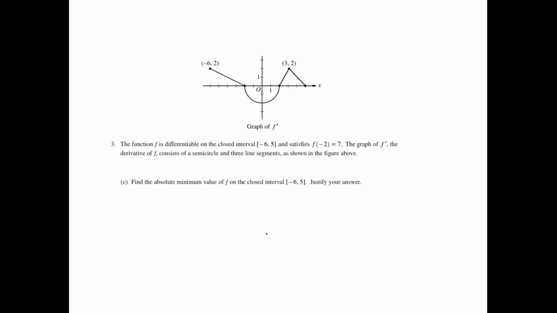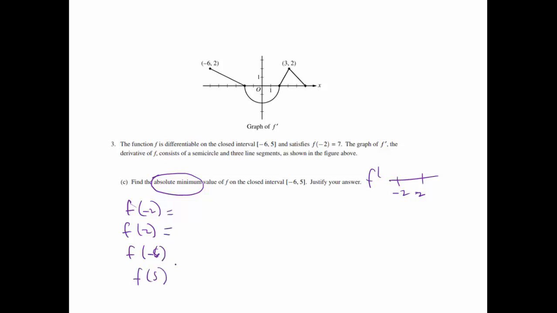All right, part C. Find the absolute minimum of f on the closed interval -6 to 5. If I want to find an absolute minimum, I want to find my critical values, and I want to find what's happening at my endpoints. If I looked at my f prime chart, I believed I had -2 and 2 on there, so those are my critical numbers. So I would like to find f of -2, f of 2, f of -6, and f of 5.